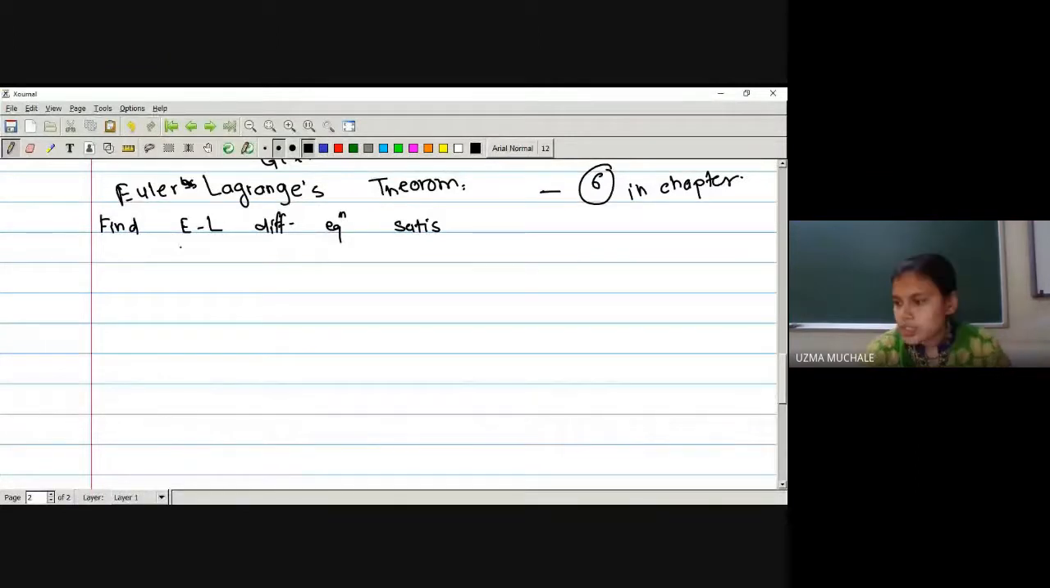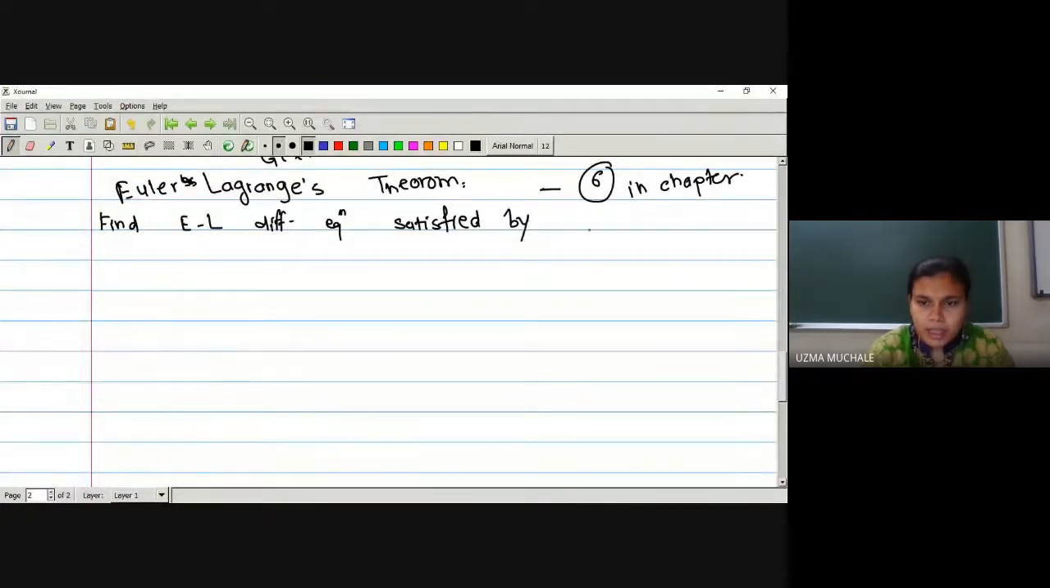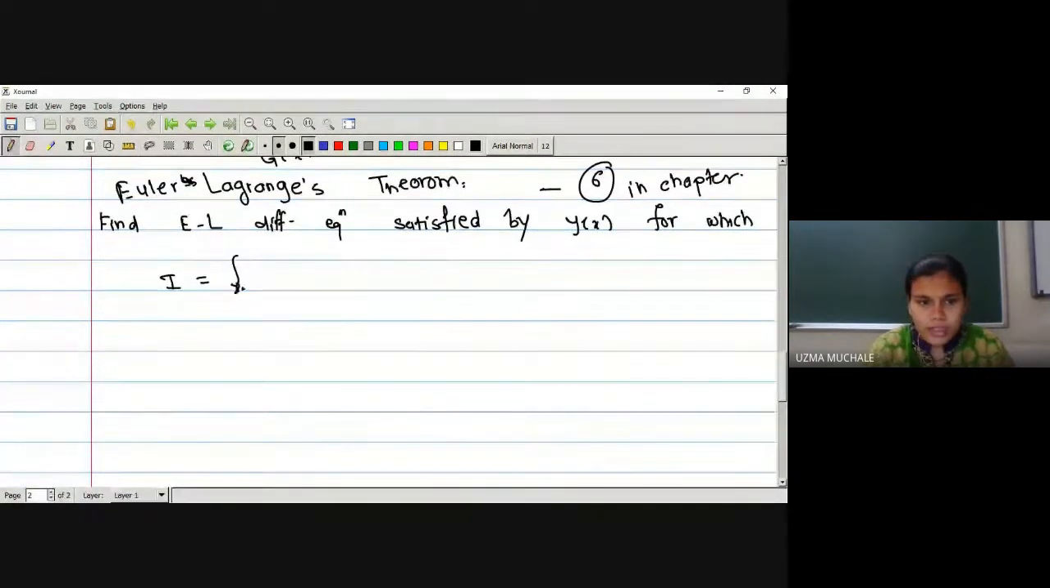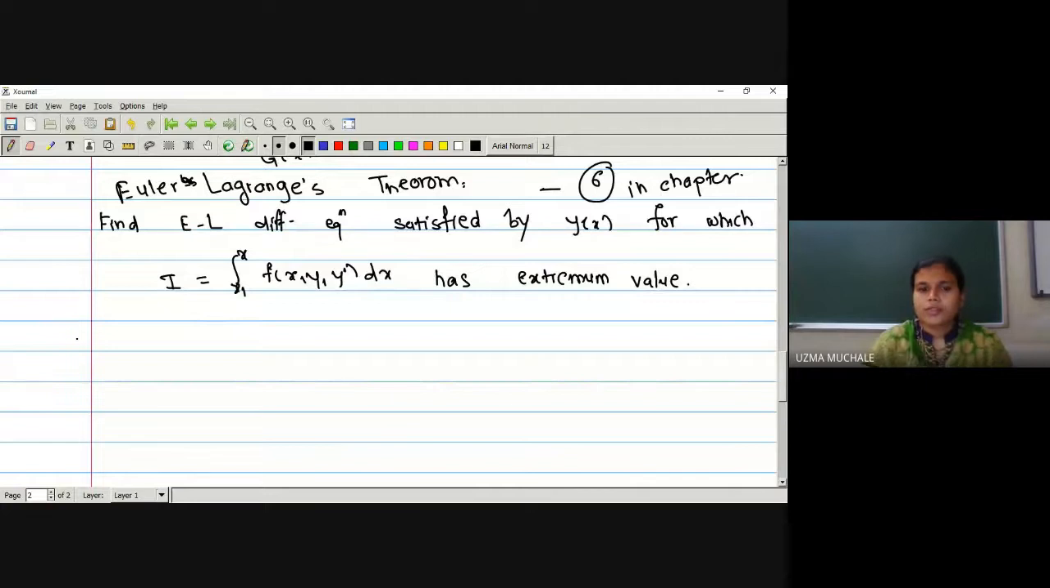Find Euler-Lagrange's differential equation satisfied by y of x, for which the value of the integral I equals the integral from x1 to x2 of f of x, y, y dash dx has an extremum value.